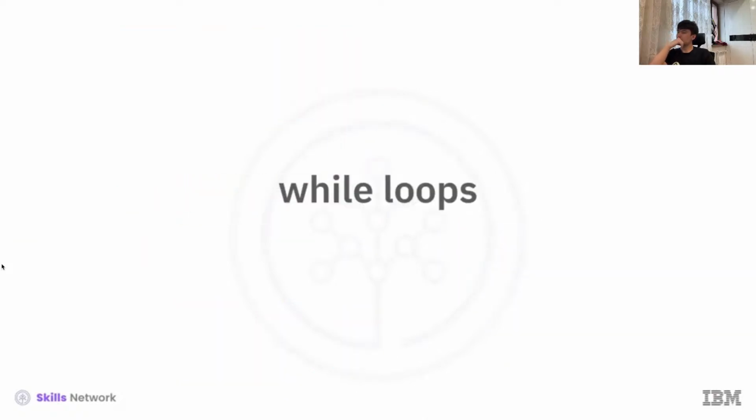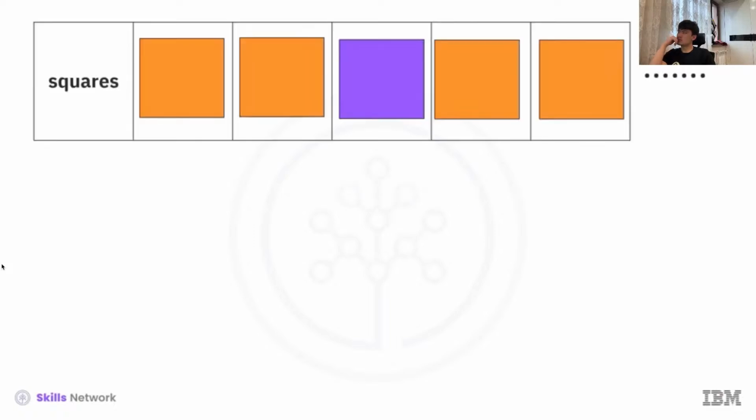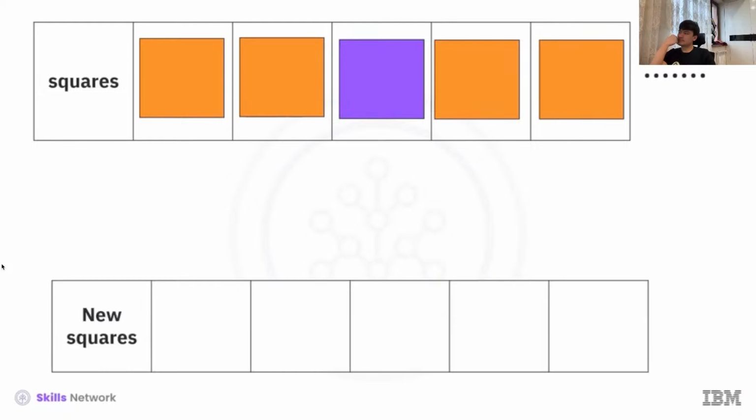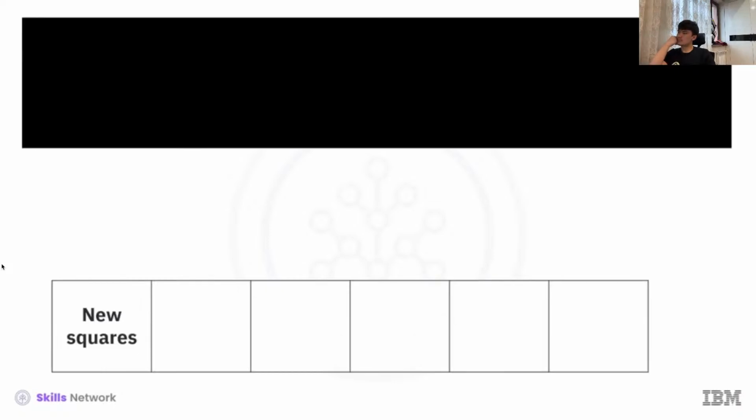While loops are similar to for loops, but instead of executing a statement a set number of times, a while loop will only run if a condition is met. Let's say we would like to copy all the orange squares from the list squares to the list new squares, but we would like to stop if we encounter a non-orange square. We don't know the value of the squares beforehand.